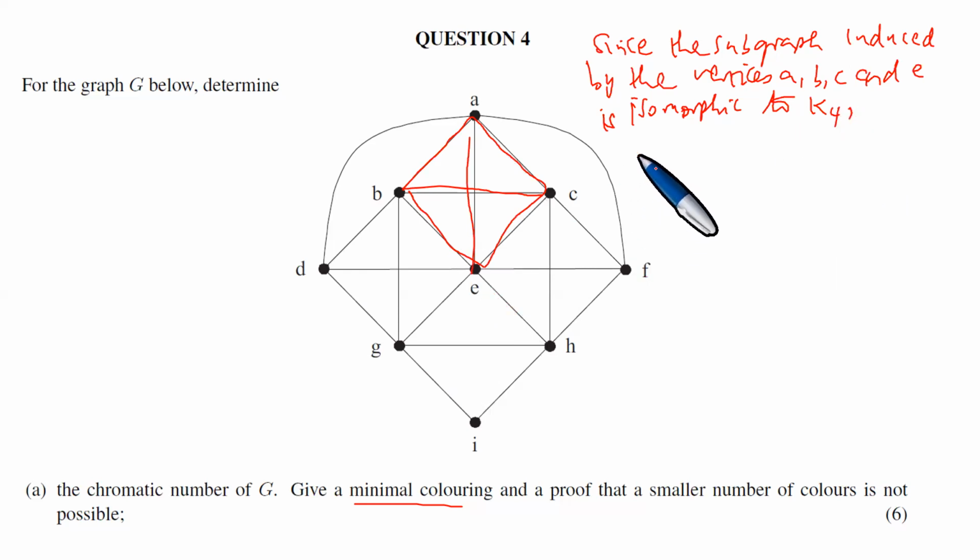It follows therefore that the chromatic number of G, because a triangle is a complete graph on 3 vertices and means the colors are at least 3, but here it will mean the colors are at least 4. The chromatic number is at least 4. So you need a minimum of 4 colors to color this graph.